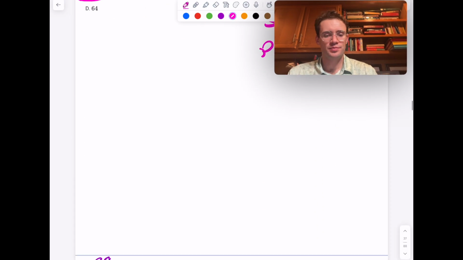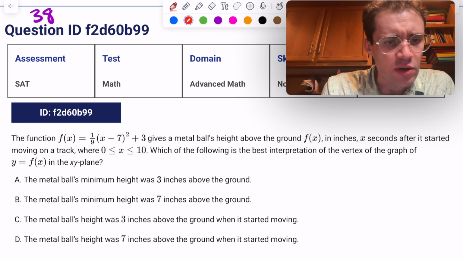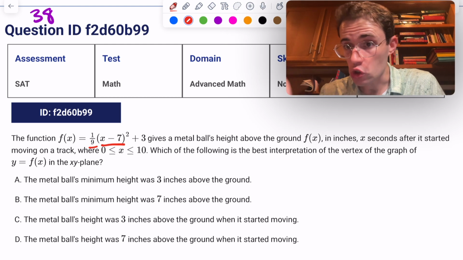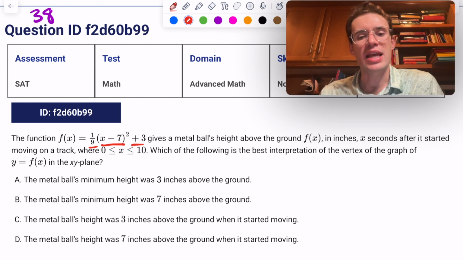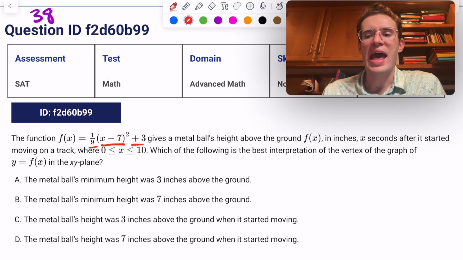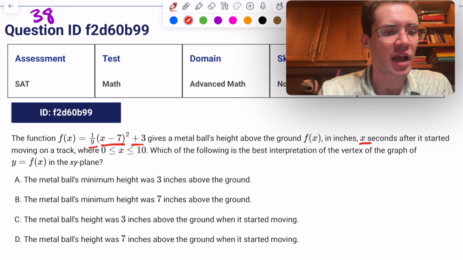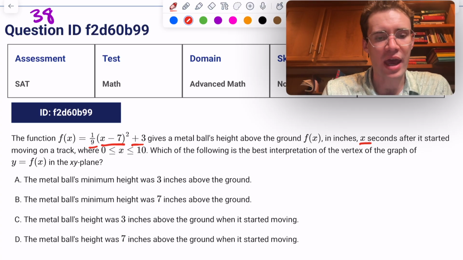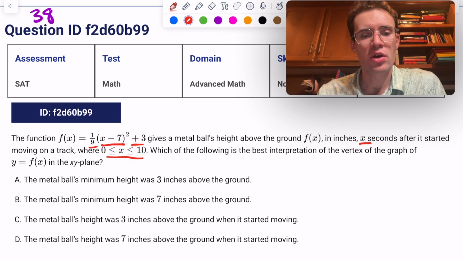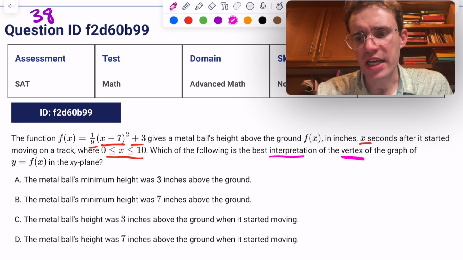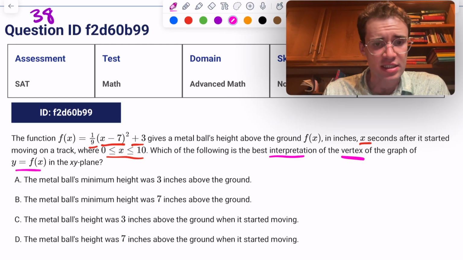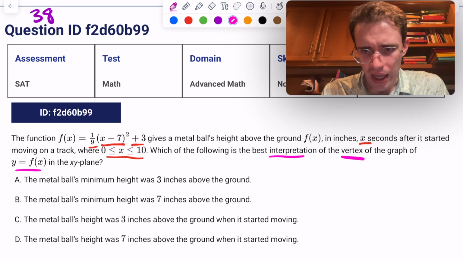But either way works. The function f of x equals 1/9 times the quantity x minus 7 squared, plus 3 gives a metal ball's height above the ground, f of x, in inches, x seconds after it started moving on a track, where 0 is less than or equal to x is less than or equal to 10. So this is the domain of the function. It just works between 0 and 10 inclusive. Which of the following is the best interpretation of the vertex of the graph of y equals f of x in the xy plane?